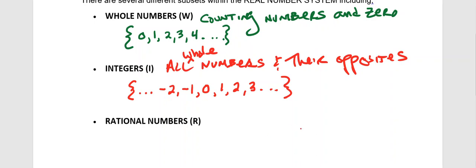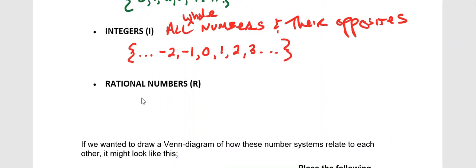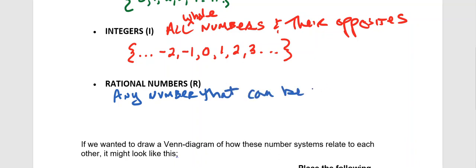Okay, so where I'm going with this is that the easy working definition of a rational number is any number that can be written as a fraction.